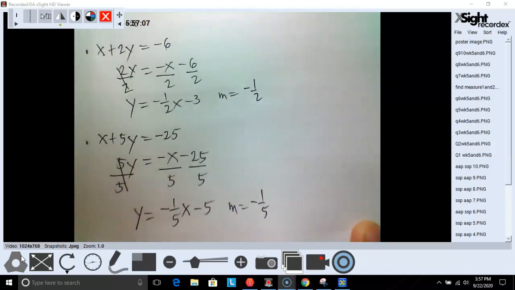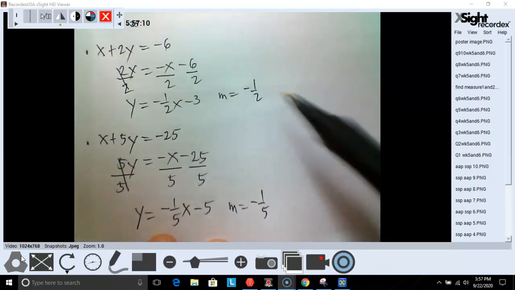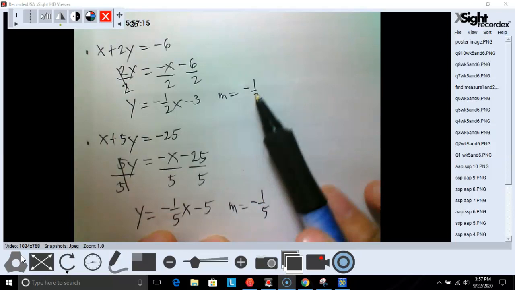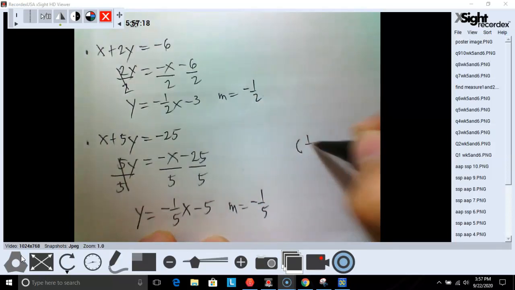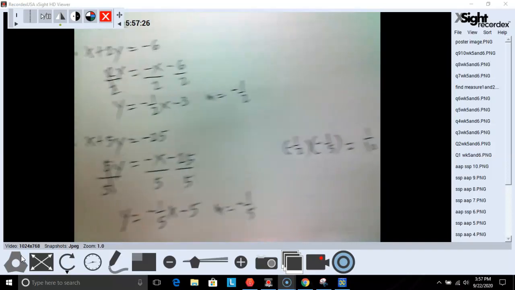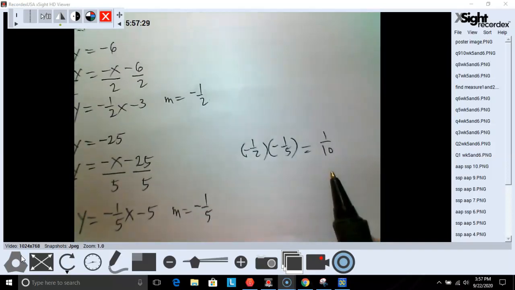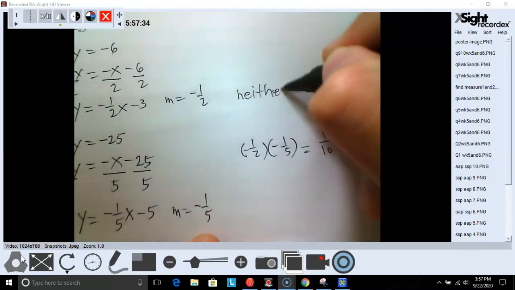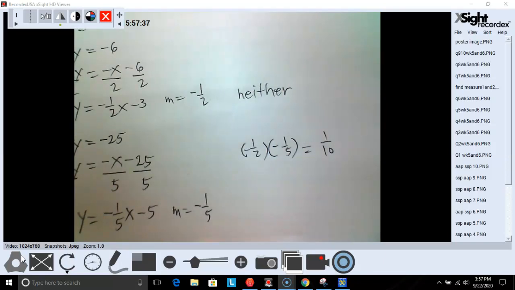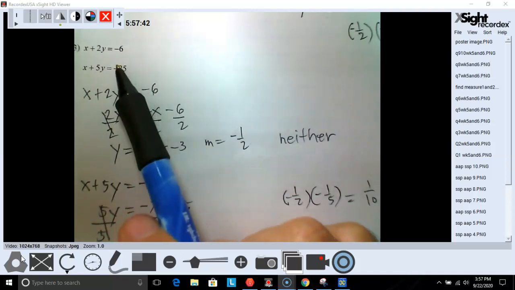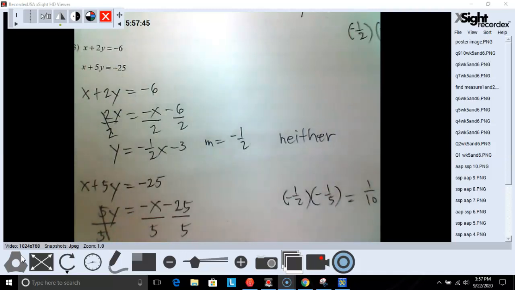So looking at the slopes, they are not equal, therefore they are not parallel. Let's see if we can come up with a -1. How much is -1/2 times -1/5? That would give us +1/10. So they are not perpendicular as well. Not parallel, not perpendicular. Therefore, we can put neither. That's how we do it, guys. So these two lines are not parallel and not perpendicular. That's it. Thank you very much.